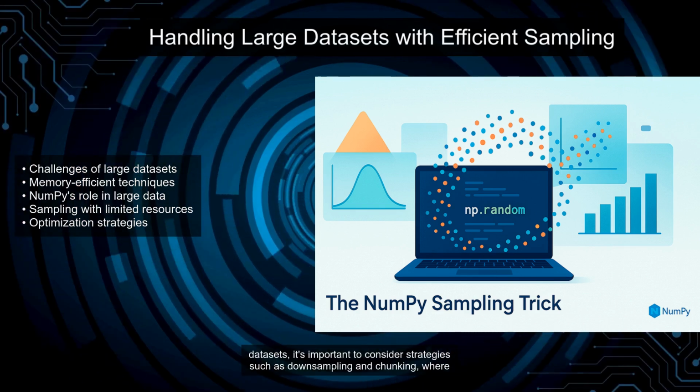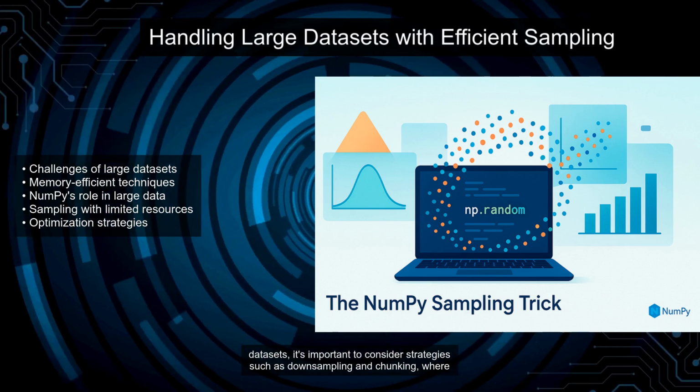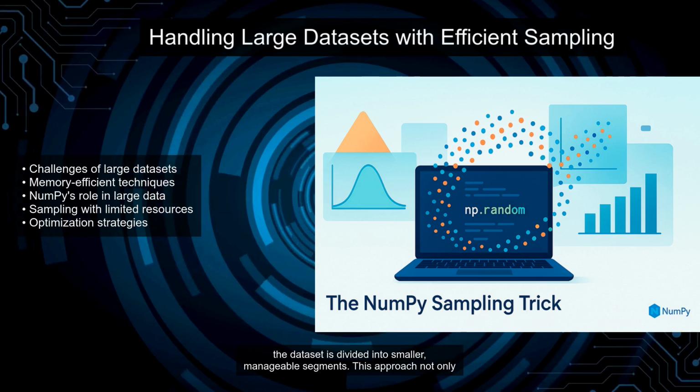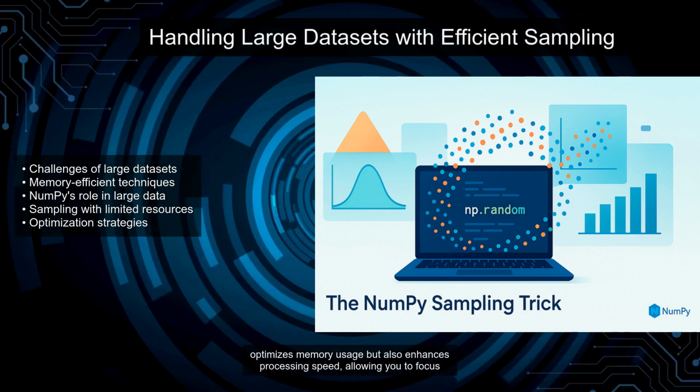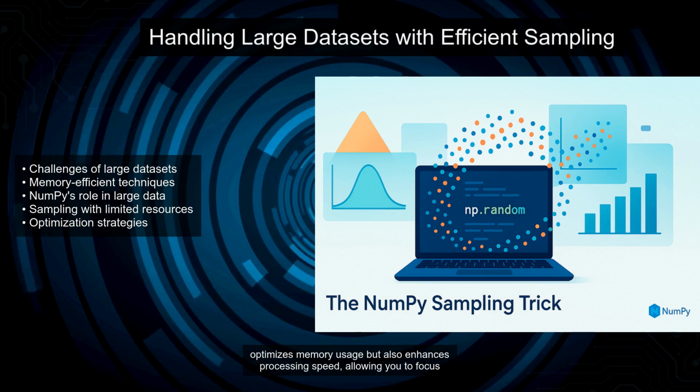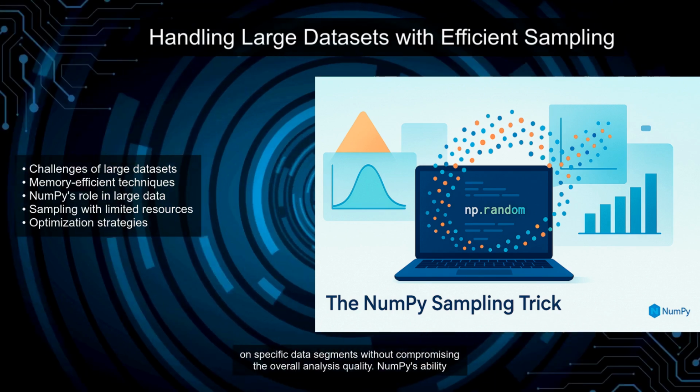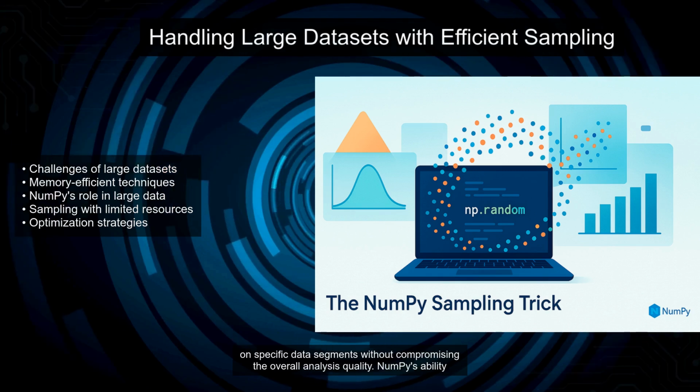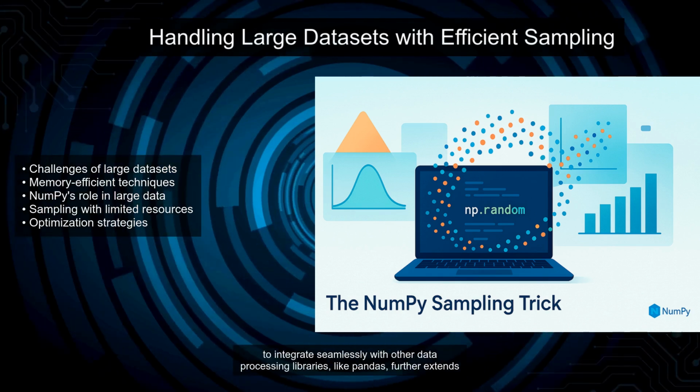When sampling from large datasets, it's important to consider strategies such as downsampling and chunking, where the dataset is divided into smaller, manageable segments. This approach not only optimizes memory usage but also enhances processing speed, allowing you to focus on specific data segments without compromising the overall analysis quality.